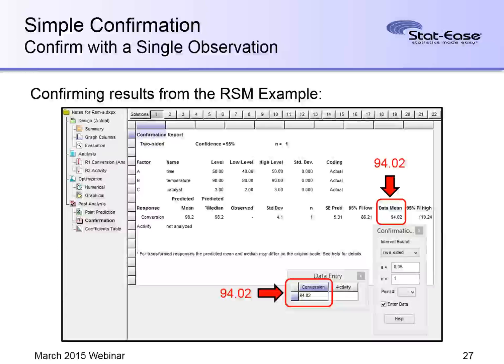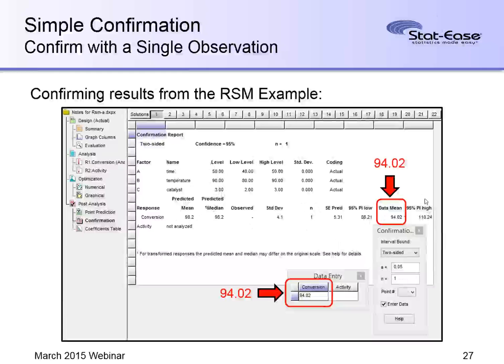This is the confirmation node from the Design Expert software. If you look here, you'll see that we're at the optimal settings, the combination of time, temperature, and catalyst that maximized conversion. We see what the predicted conversion is here. N equals 1 can be set here, which means we'll have just one confirmation run, and a prediction interval that's automatically computed by Design Expert.